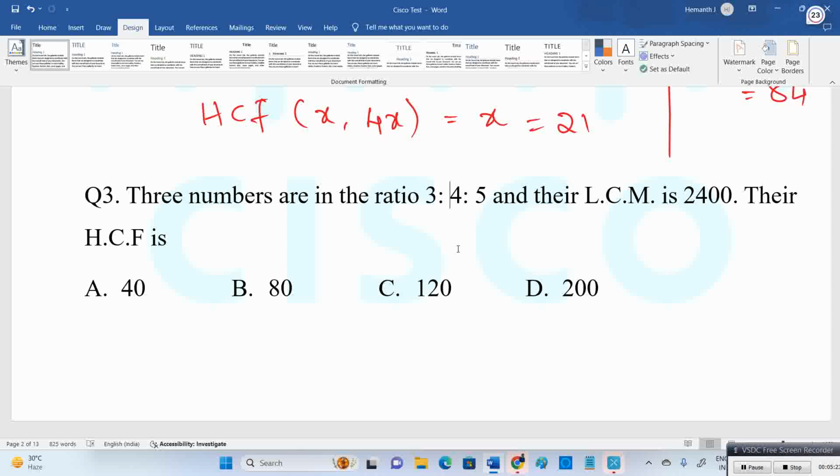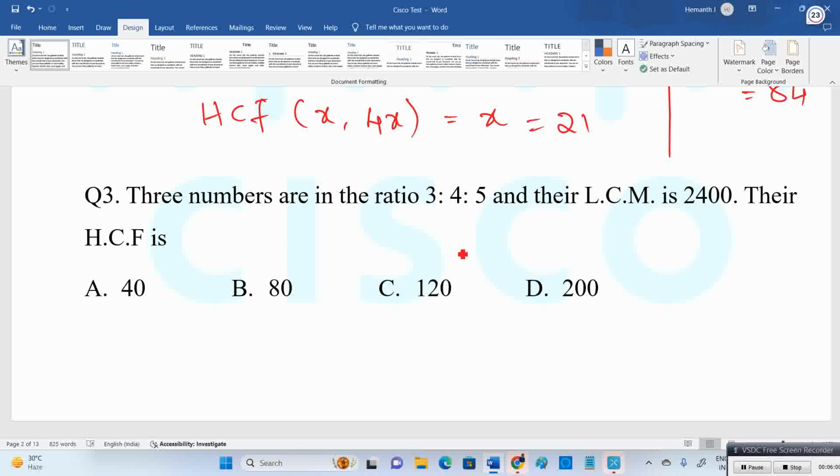What is their HCF? So one basic point you always need to keep in mind: the LCM must be divisible by the HCF. Here all options are divisible only. 2400 is divisible by 40, by 80, by 120, and by 200. All are satisfying that property. If there is any option which does not divide 2400, you can eliminate it, but all options are factors of 2400.